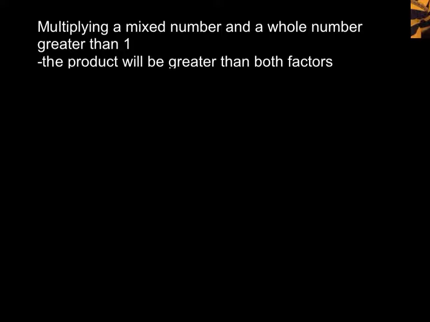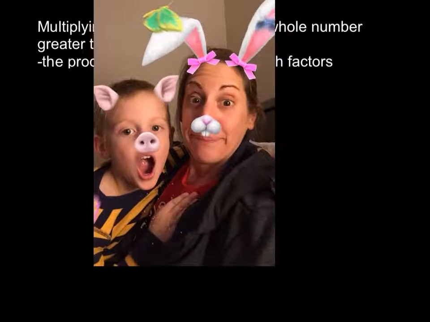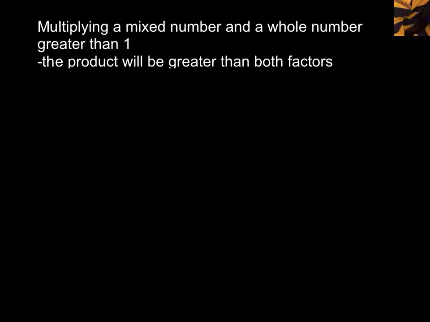So it should be no surprise that when you are multiplying a mixed number and a whole number greater than 1, the product will be greater than both factors. It's for the same reason that was the case in the last generalization. A mixed number and a whole number greater than 1 are both values greater than 1.